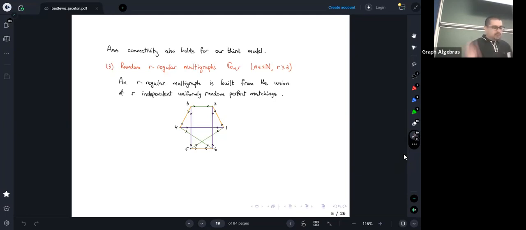By the way, the reason I want R to be bigger than or equal to 3 is so that I do get, with high probability, a connected graph. The Erdős-Rényi result was quite a deep result. This is actually not so hard to show for this. It's a few lines of argument to show that these are with high probability connected.